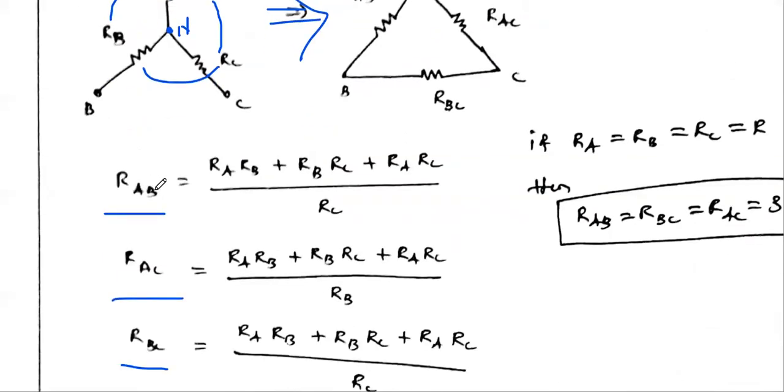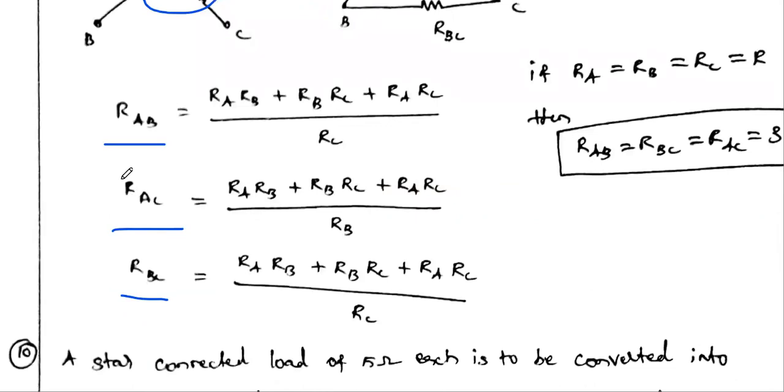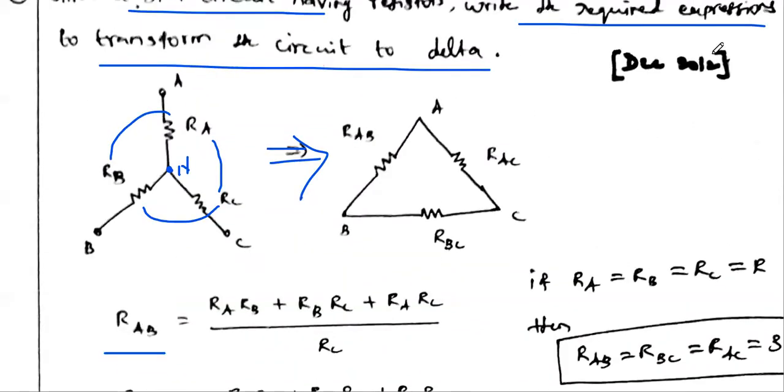In this RAB, which node is not available? RC is not available. So divided by the element which is not available, you just divide by that element RC. Similarly, while calculating RAC, the numerator remains the same. You multiply two resistances and add, divided by, in RAC, which node is not available? B. So you divide by resistance RB. Similarly, while calculating RBC, node A is not available, so the value is divided by RA. So this is the formula to convert the star network into a delta network.